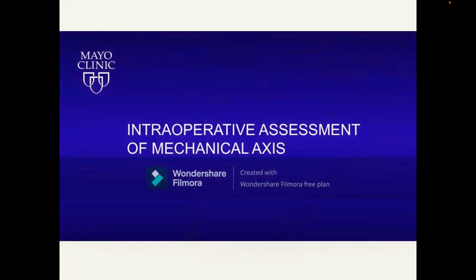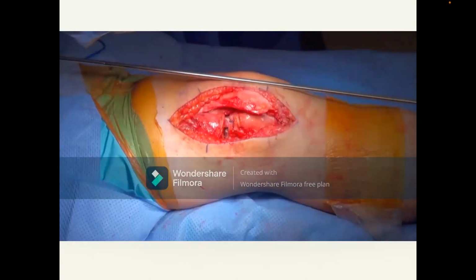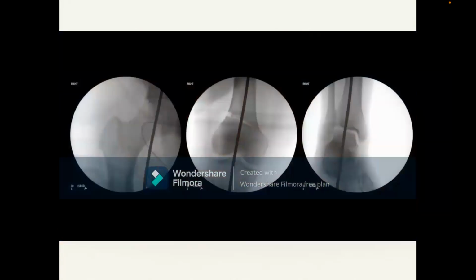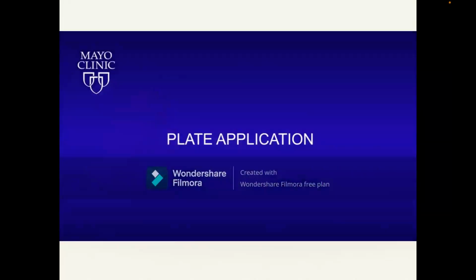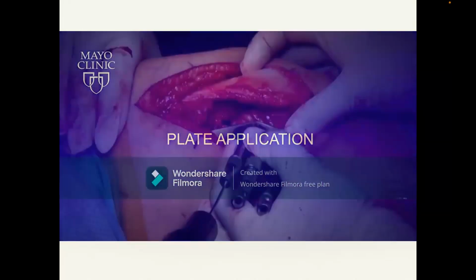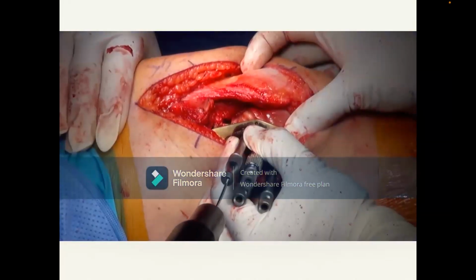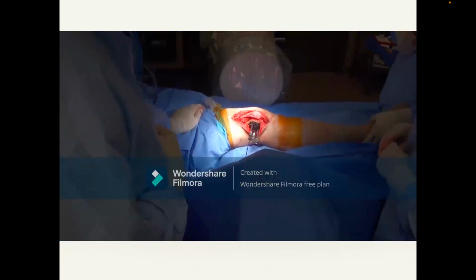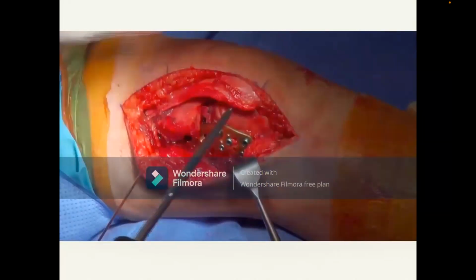Then we have to assess the mechanical axis intraoperatively by keeping a long rod from hip, knee, and ankle. It should pass through the center of the knee. Once you confirm the correction is done, then you can stabilize the distal femur with plates and screws, distal femur locking plates.